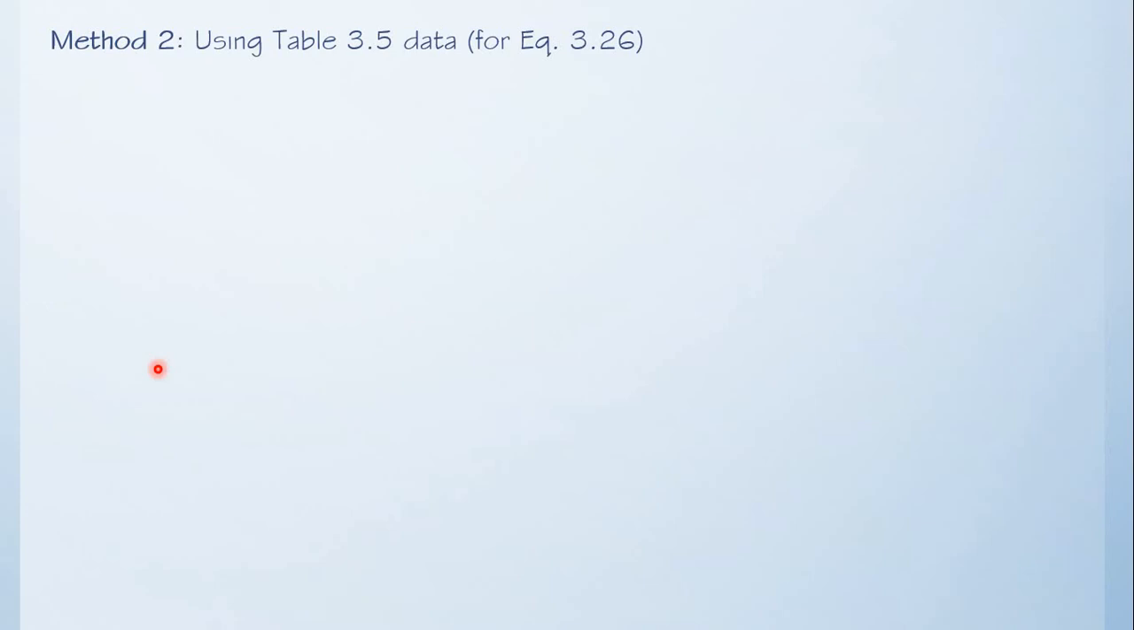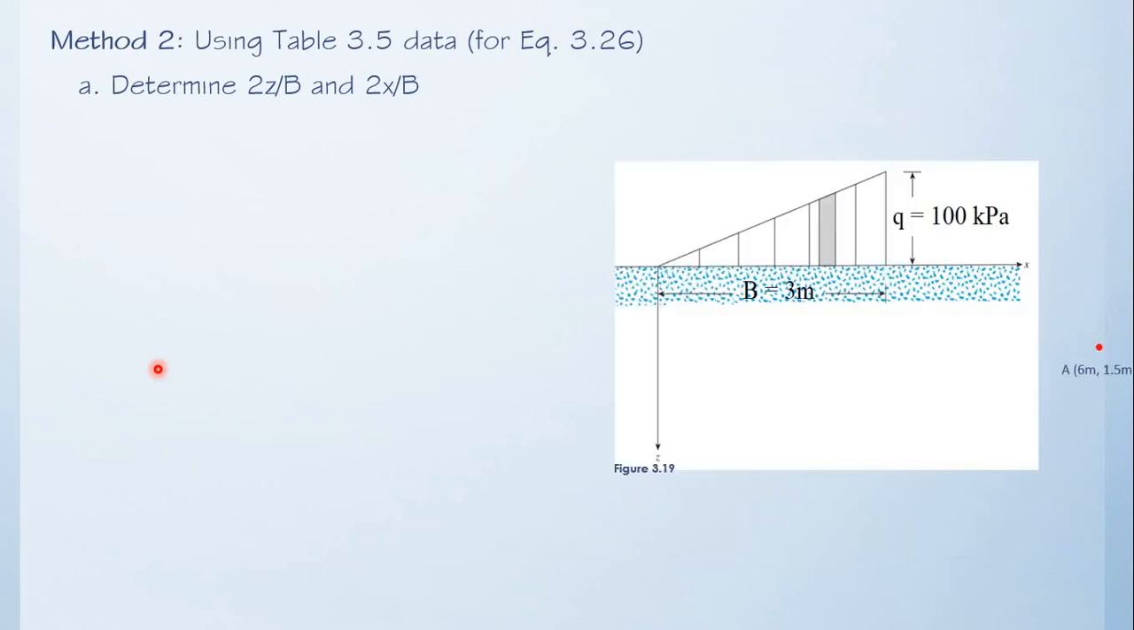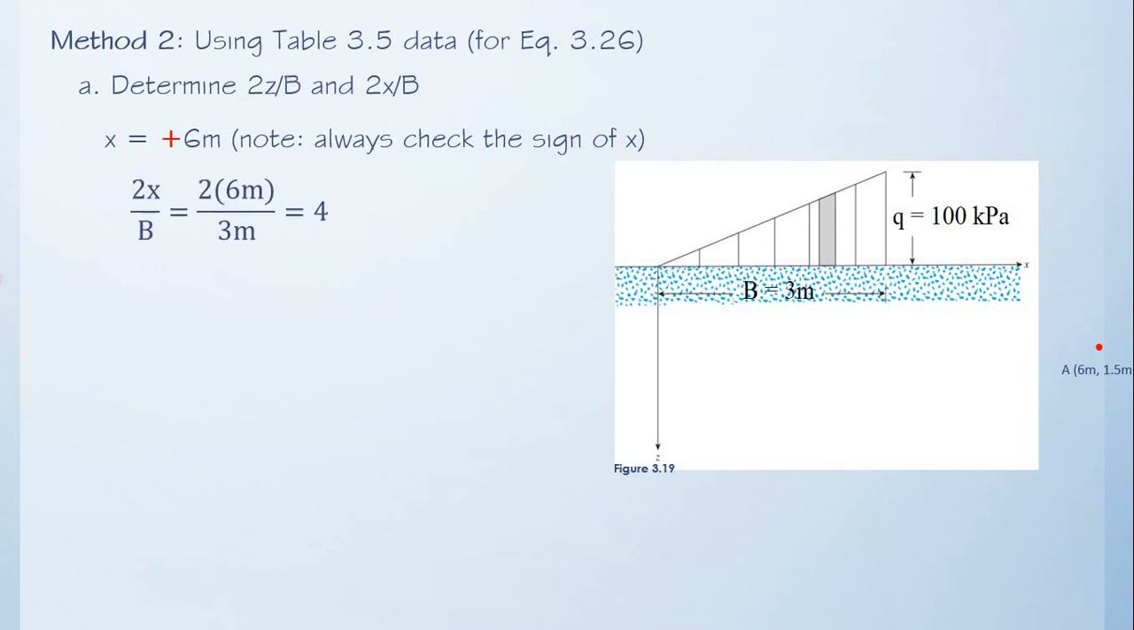We will be solving the same problem using table 3.5. So the first step again is to determine the value of 2z over b and 2x over b. From our figure, this is our loading and this is our point of consideration. The value of x is going to this direction, to the right. Therefore, the value of x is positive 6 meters. So always check the sign of x. Again, if the point of consideration is somewhere here, the value of x becomes negative because it goes in the opposite direction.